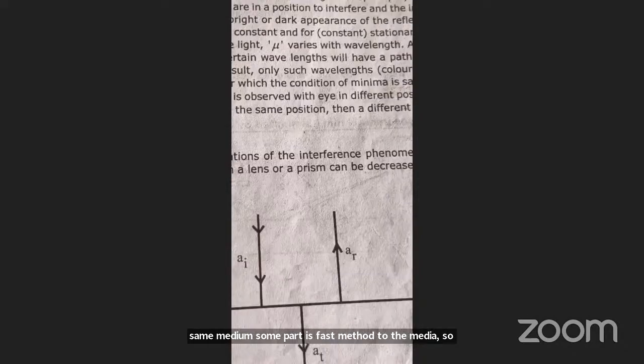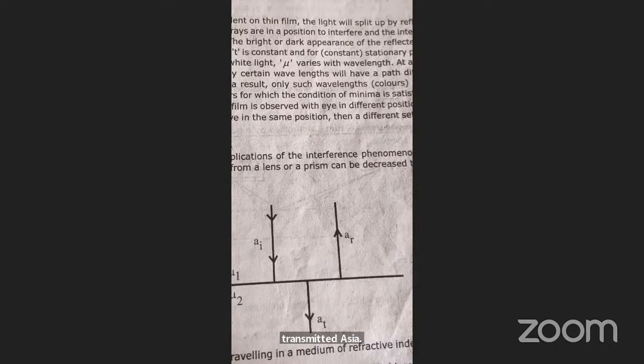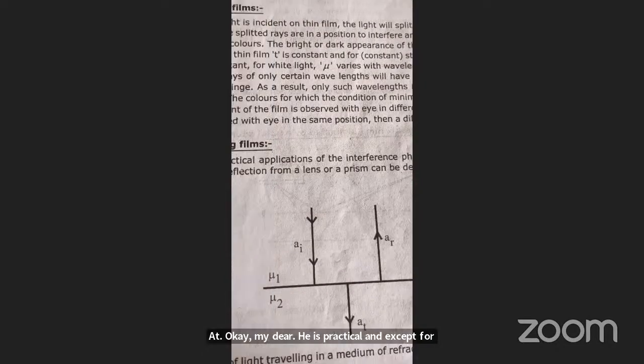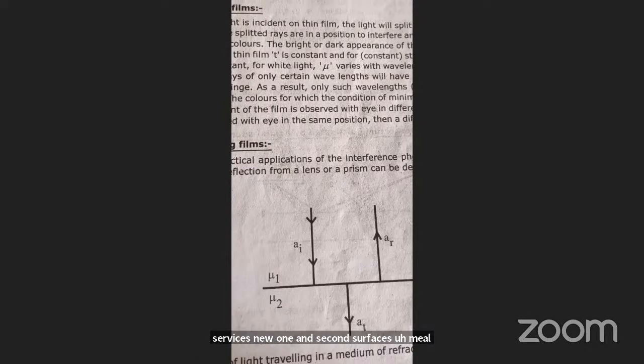Here, we can take two transparent materials. The refractive index of the first surface is mu1 and of the second surface is mu2. The incident light ray is incident on the first surface. It is reflected into the same medium, and some part is transmitted to the other medium. So here we take the incident ray AI, the reflected ray AR, and the transmitted ray AT. Now, consider a ray of light traveling in a medium.